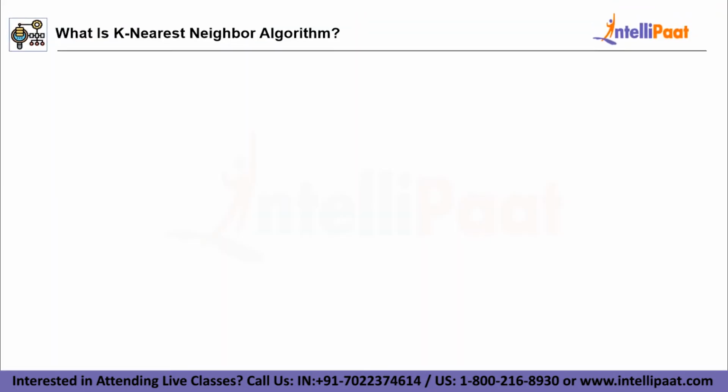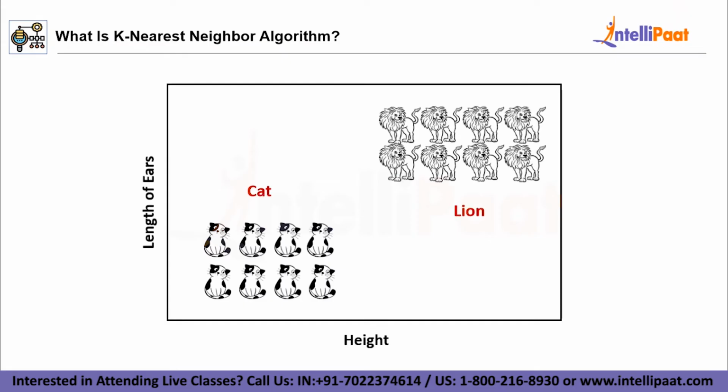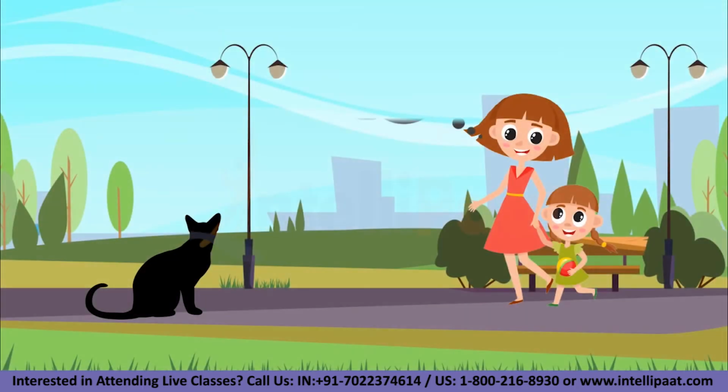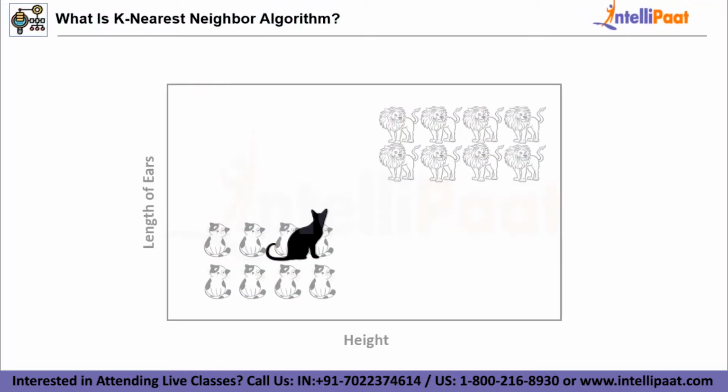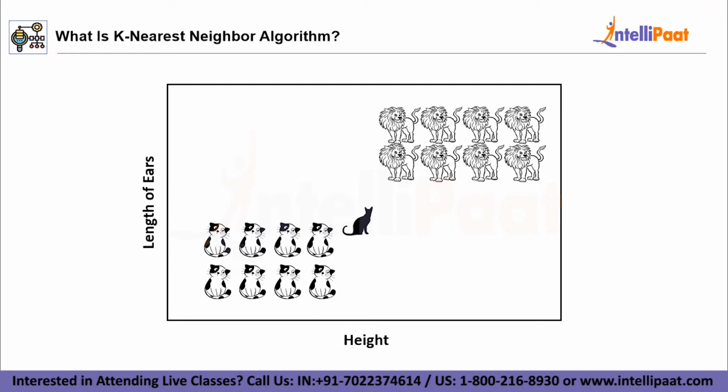Now, just by using two characteristics such as the respective heights and the lengths of ears, we could easily classify cats and lions, alright? Now, after saying all this, the mother of the kid asks her, now you tell me, the animal that is passing us by is a cat or a lion. Now, the kid visualizes the characteristics such as height and length of ears. By now, the kid knows that the cat has smaller ears and less height, and he can see that the characteristics of the passing by animal are more like cats and it seems to belong to a cat cluster. Hence, it must be a cat.